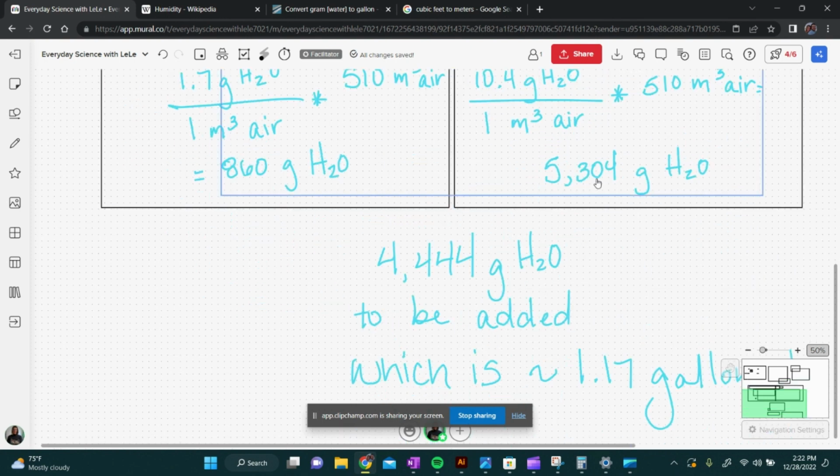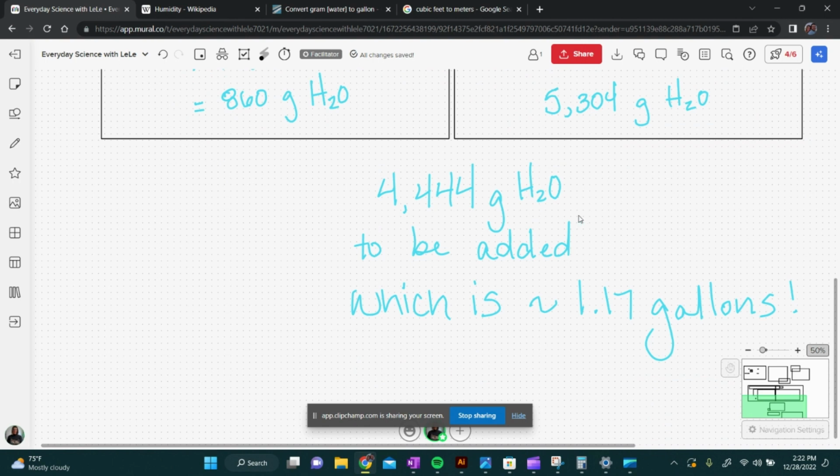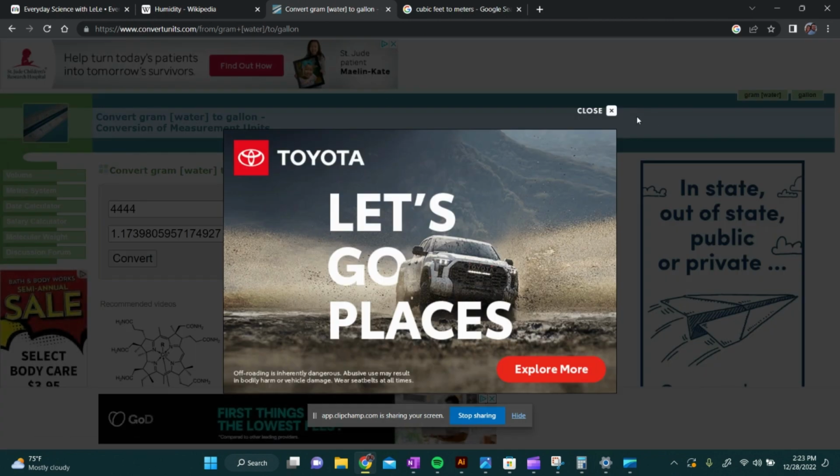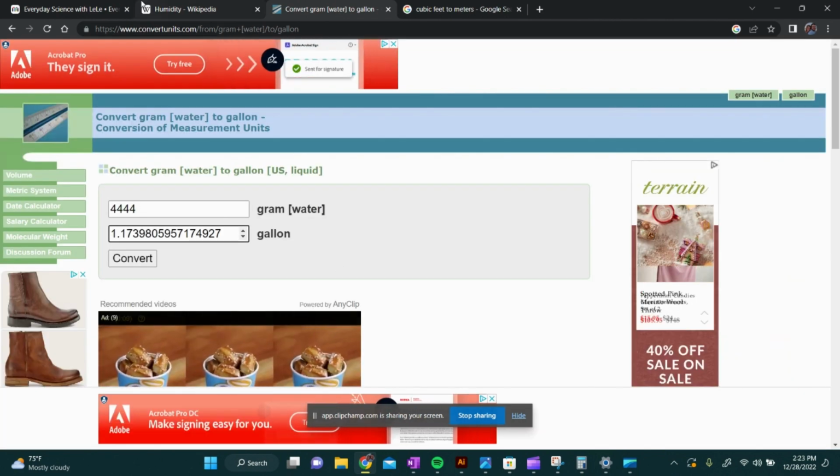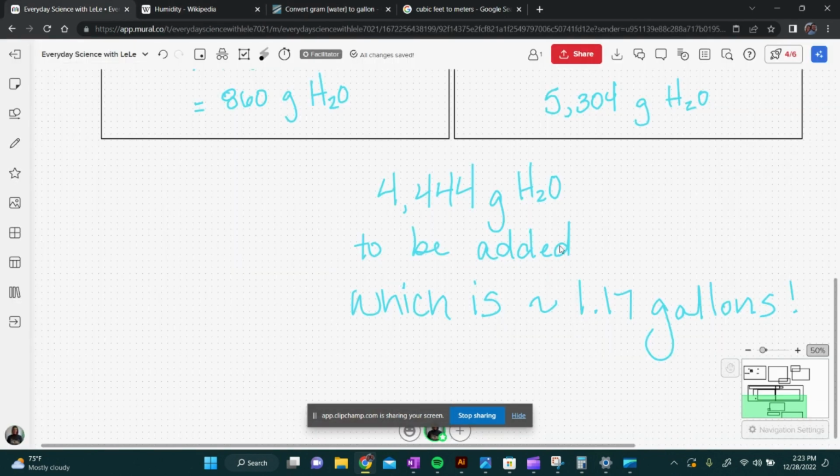Subtracting these numbers from one another, I find out that I have to add 4,444 grams of water to the air, which, based off of a quick Google search, is equivalent to about 1.17 gallons of water. So all I have to do is boil about 1 gallon of water, and I can easily do that.